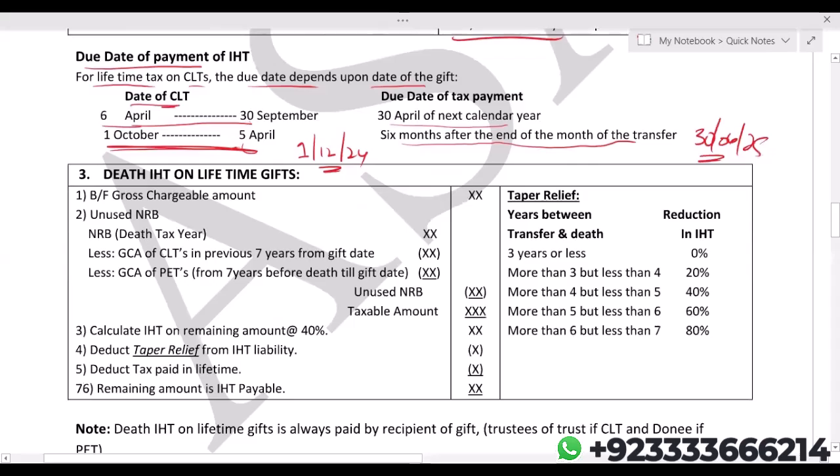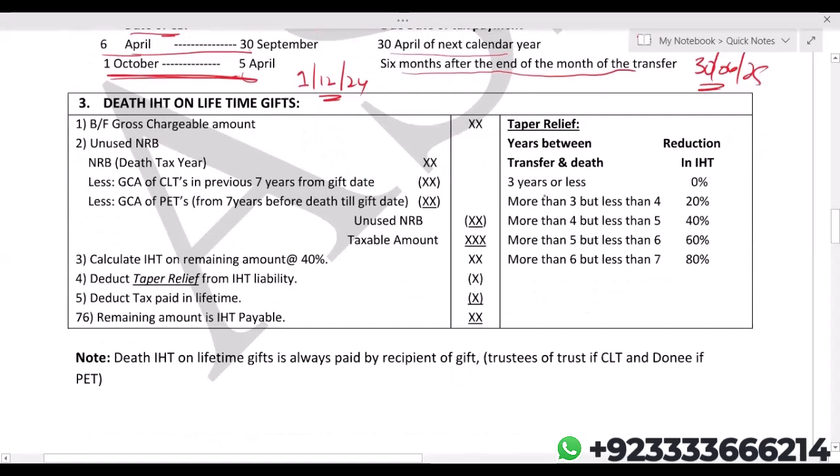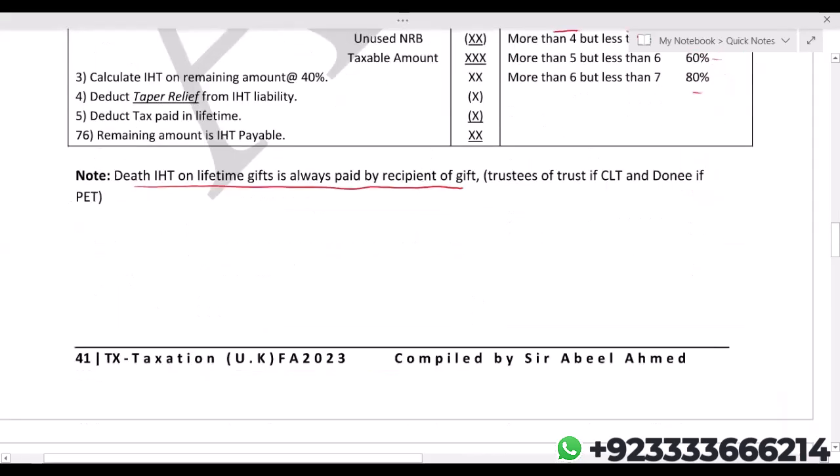Death time we have already discussed. Taper relief is there. If the donor dies within 3 years, 0. After 3 but before 4, 20, then 40, 60, and 80. Death IHT on a lifetime gift is always paid by the recipient of the gift, the trustees of the trust if it is a CLT, and the donee if it is a PAT.